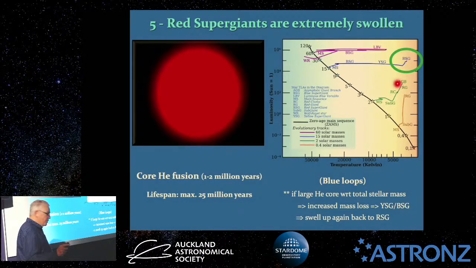Can anyone tell me a supergiant that's very visible in our sky that's going through the blue loop right now as we talk? A clue, it's in the constellation Carina. Alpha Carina? Alpha Carina? Canopus. Canopus, Alpha Carina.